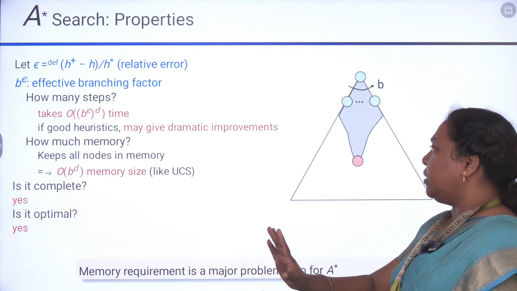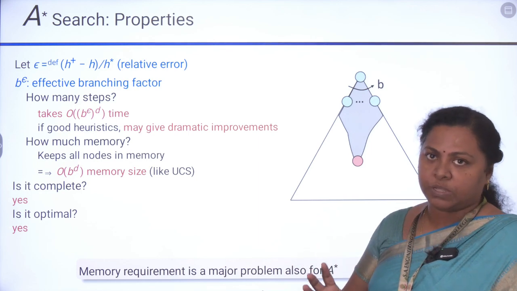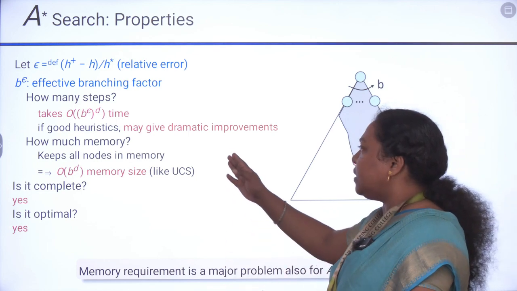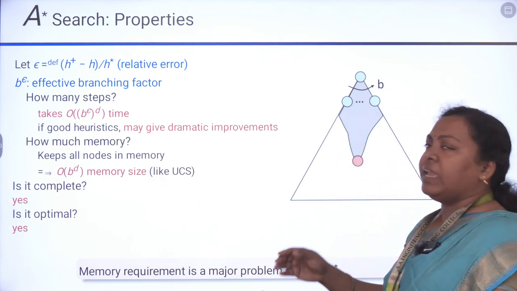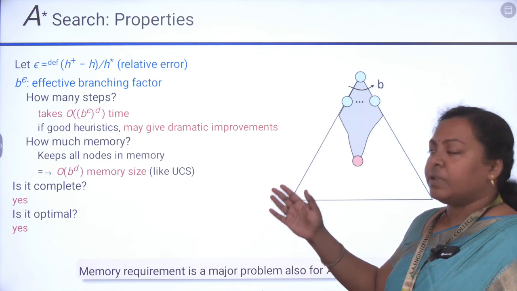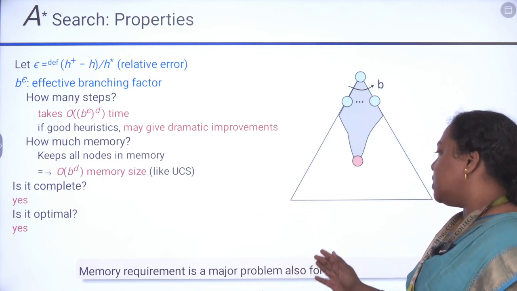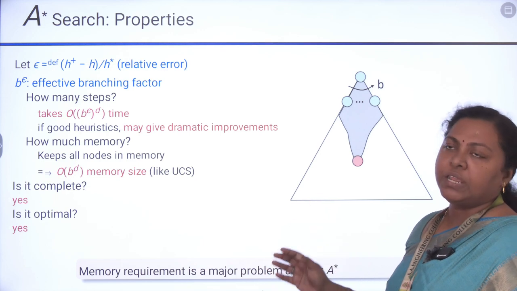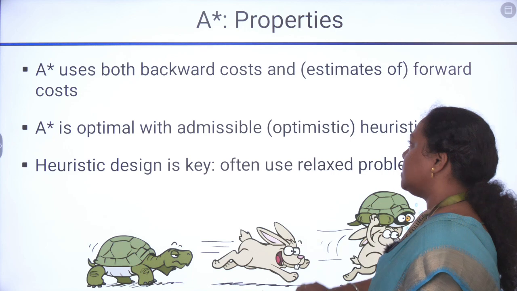So if it is a good heuristic, we won't get any dramatic improvements, only slight improvements will be needed. The memory needed is O(b^d), like the uniform cost search. So is it a complete search? Yes. Is it an optimal search? Yes. Like that of the greedy search, the memory requirement is again the same problem with the A star search.